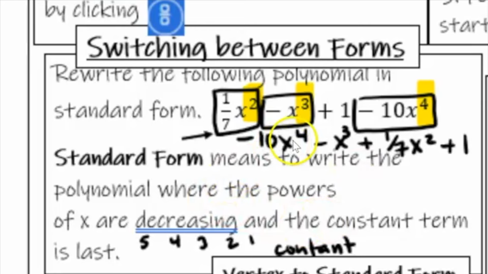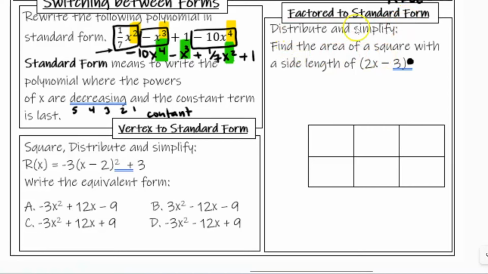So again, standard form means that now you should be able to look at your polynomial and it's decreasing. So it's going 4, 3, 2, no x, and then the constant. Okay, so that's how you put it in standard form. All right, so we're going to take a look at factored form to standard form. And all you have to do is distribute and simplify.